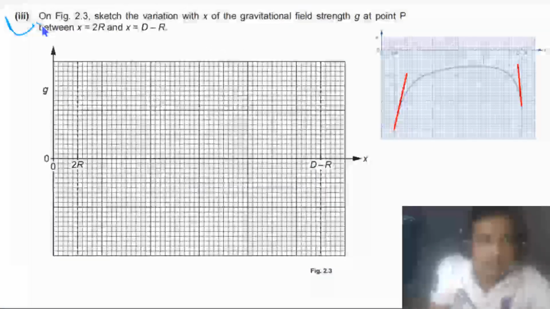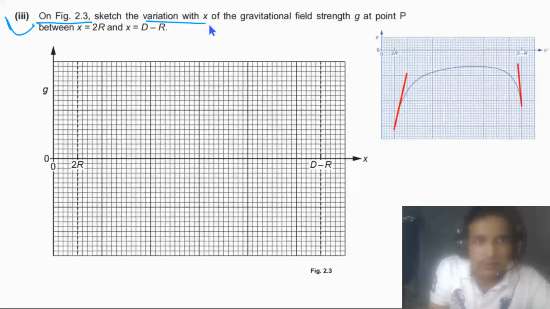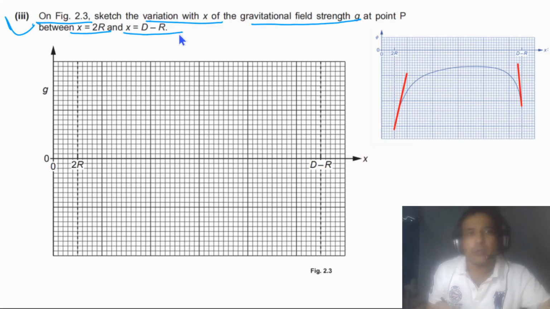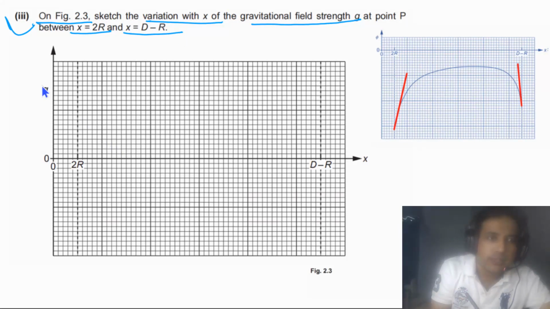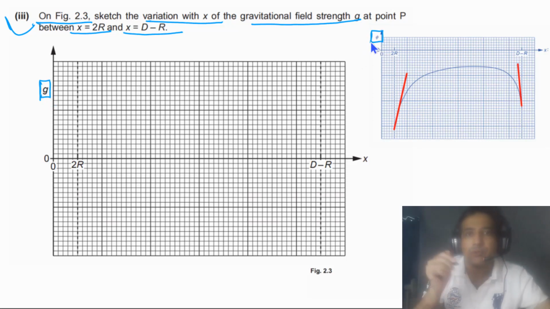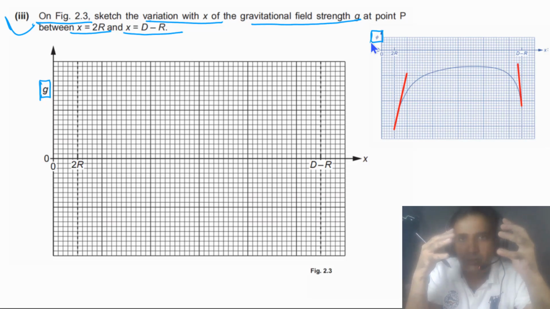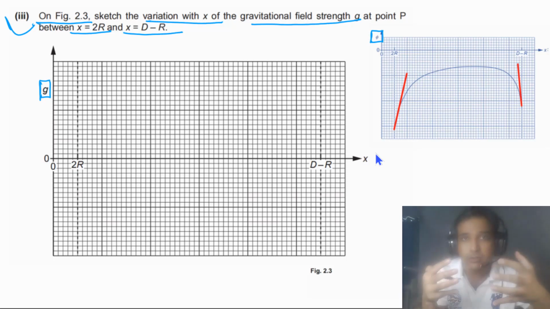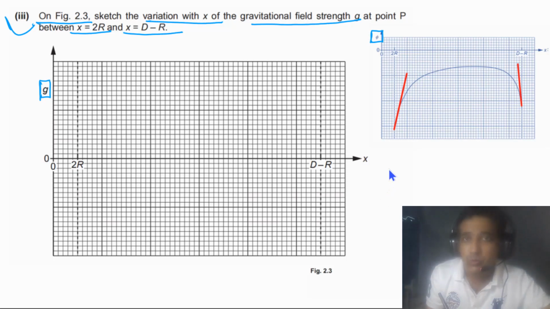Third part says: on figure 2.3 sketch the variation with x of the gravitational field G at point P between x is equal to 2r and x is equal to d minus r. So for this question we simply have to sketch a graph between G and distance, but we have a graph between potential and distance. So we need to understand how potential and G are linked with each other, the relationship between these two quantities.